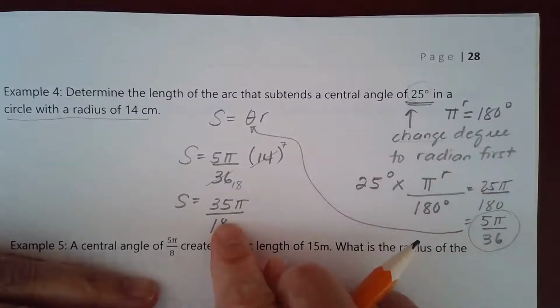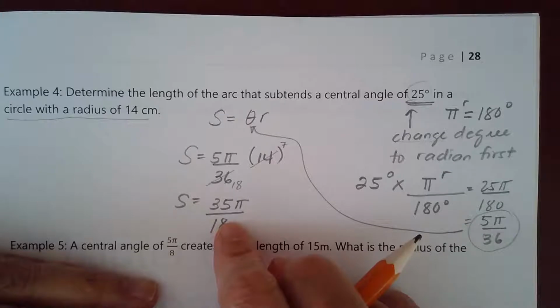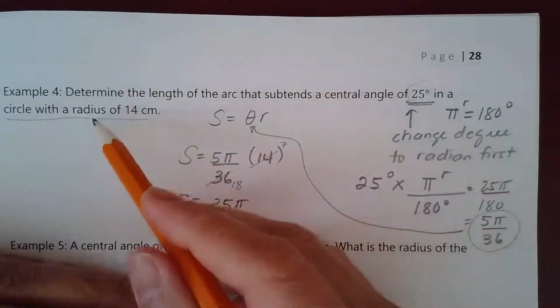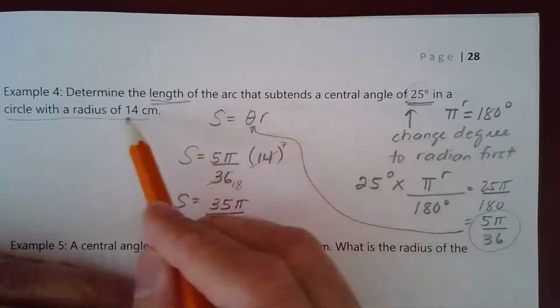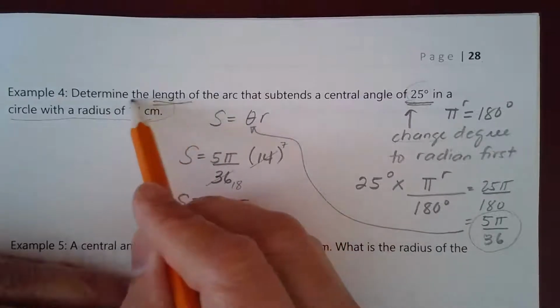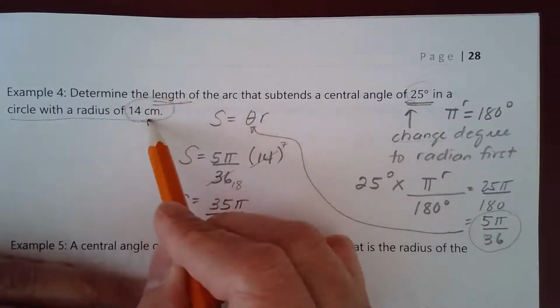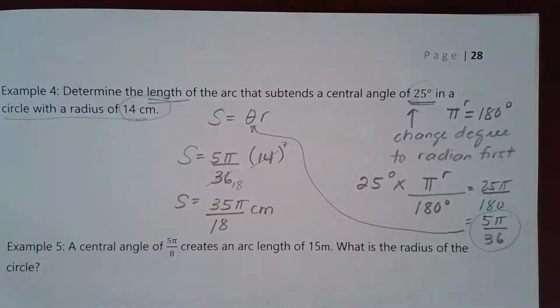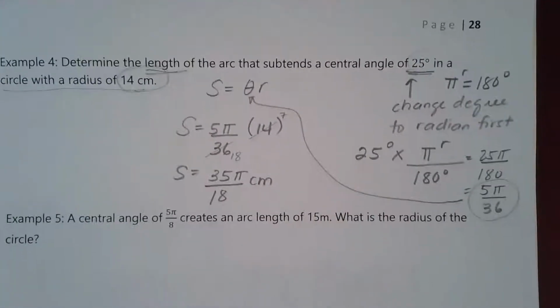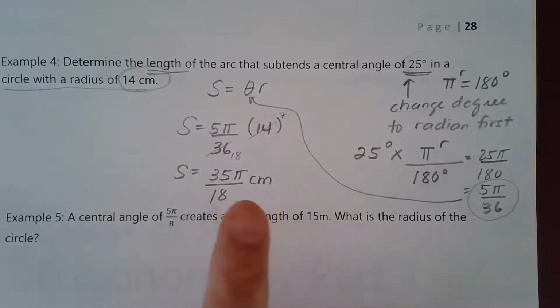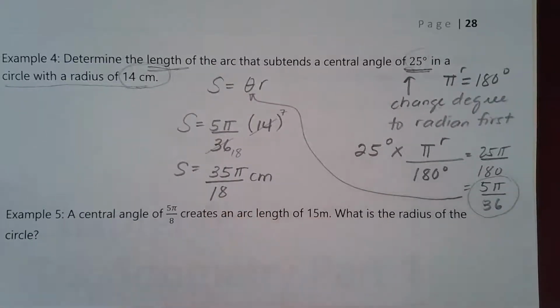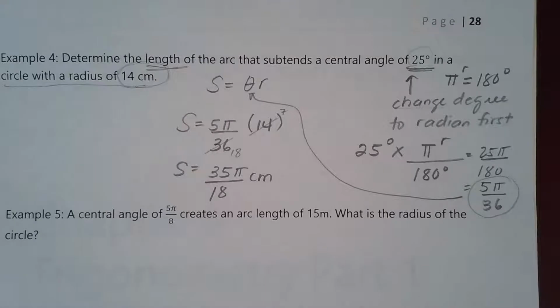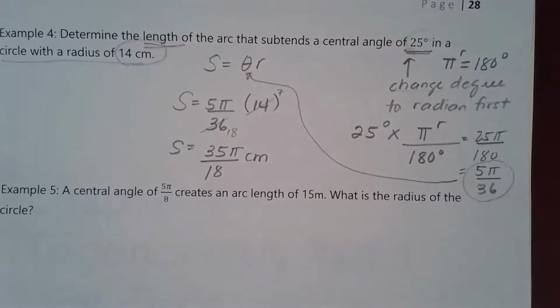And what unit would this be? Because this is an arc length, the length is going to be measured in centimeters. Okay, so this is the exact value. We can leave it like that, or we can write it in a decimal, but we don't have to. We can just leave it like that.